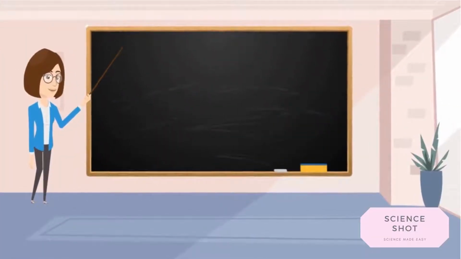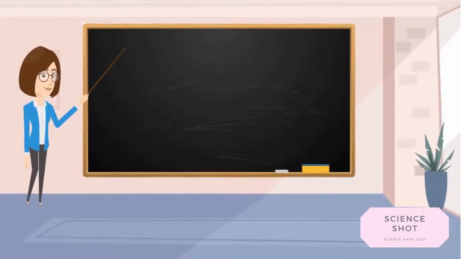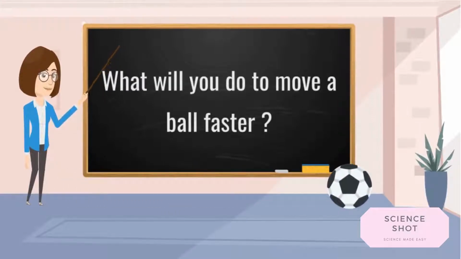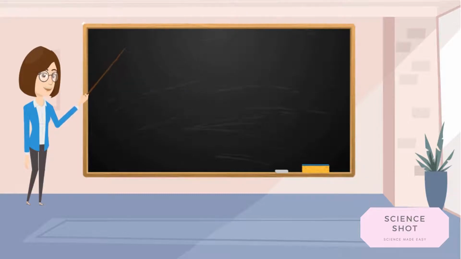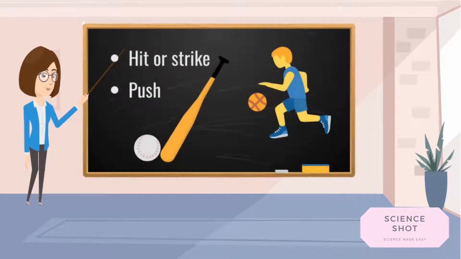Consider a ball which is moving in the ground, and you want to make that ball move faster. What will you do to make that ball move faster? Yes, you will hit or strike the ball strongly with a bat. Or, you can also give a strong kick or push. By this way, you can increase the speed of a moving ball.